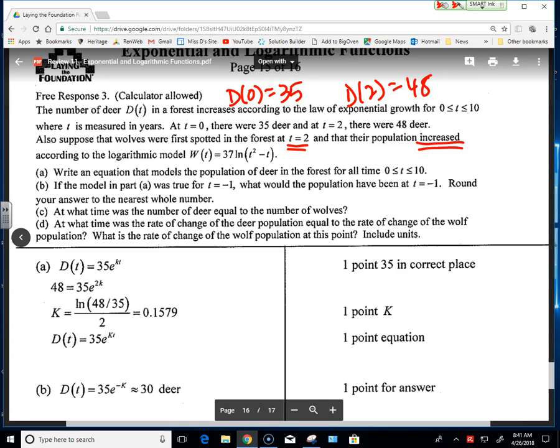According to the logarithmic model. Letter A. Write an equation that models the population of deer in the forest for all time 0 to 10.